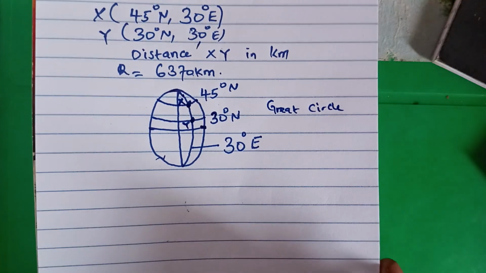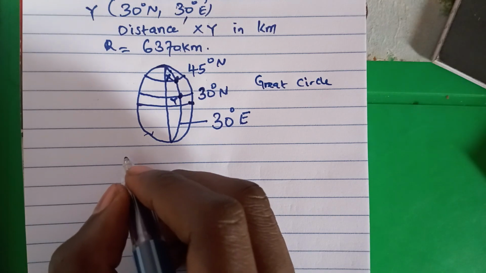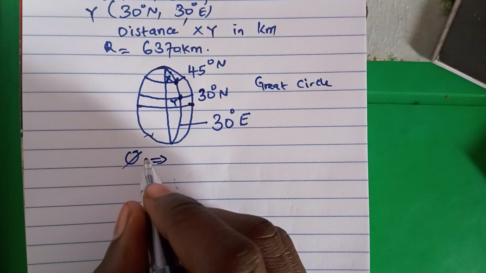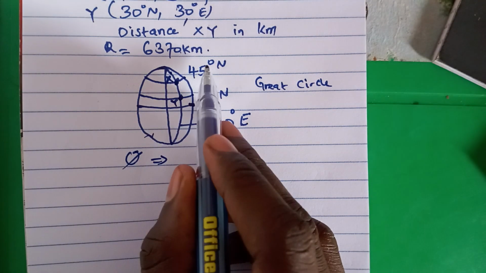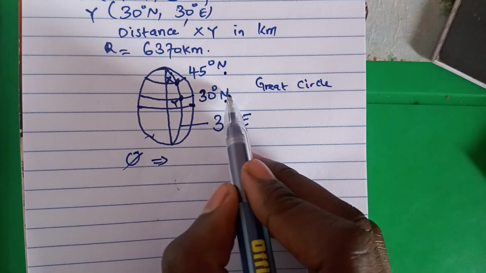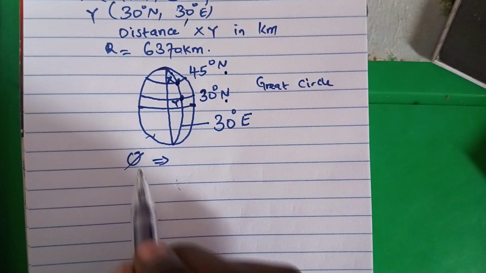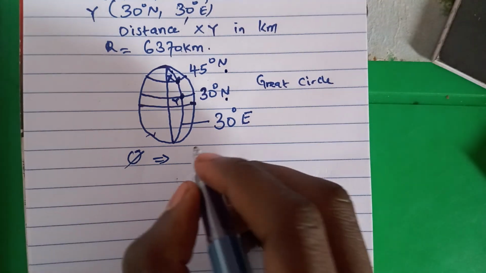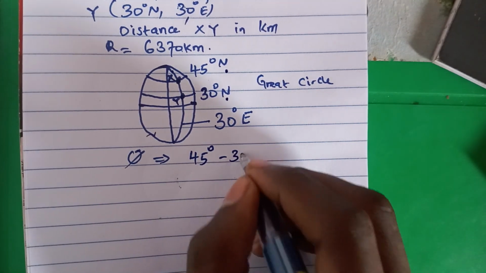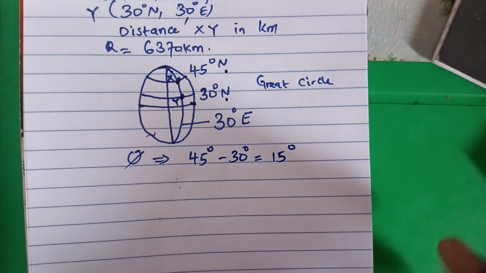For that case, if you are going to calculate the distance in kilometers, let me get the latitude difference because I need to have it. For this latitude difference, we consider the latitude of X, 45 degrees north, and the latitude of Y, 30 degrees north. Because both of them are in the same direction, that is, the same hemisphere, the northern hemisphere, the latitude difference will be given by subtraction. So we take 45 degrees minus 30 degrees, and we end up with 15 degrees.